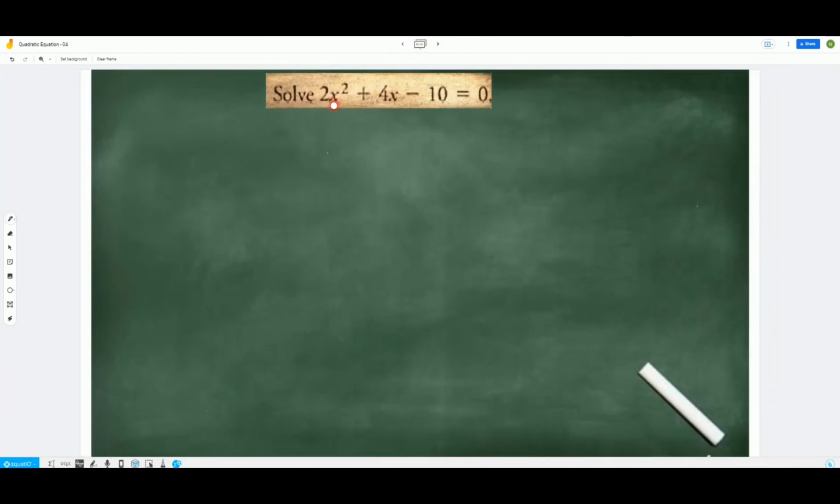So let's solve these quadratic equations. Look at this quadratic equation: 2, 4, 10. Factor 2 is a common factor, right? So after factoring out 2, we have x squared plus 2x minus 5 equals 0.